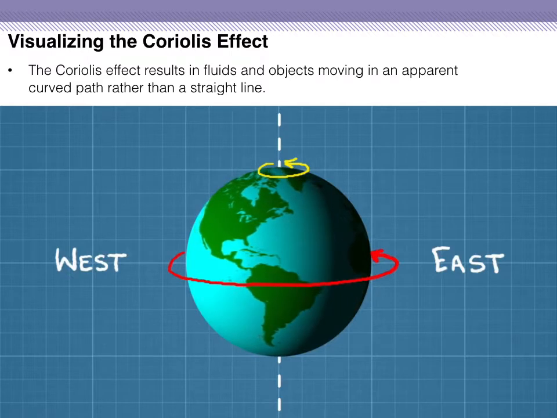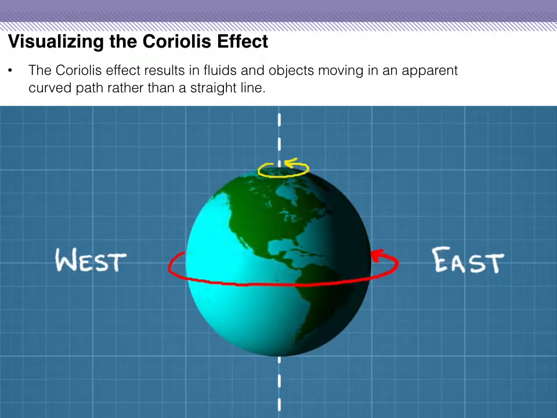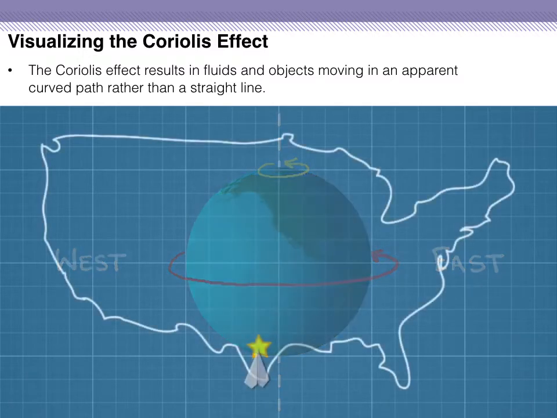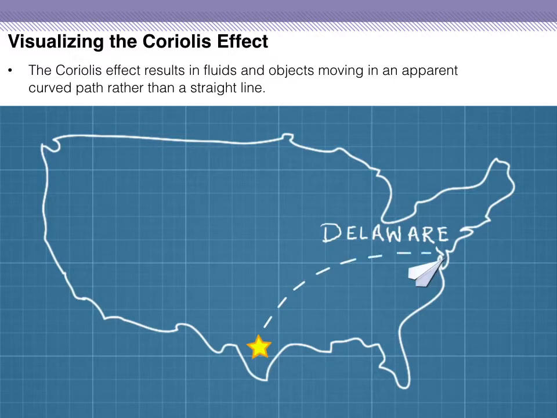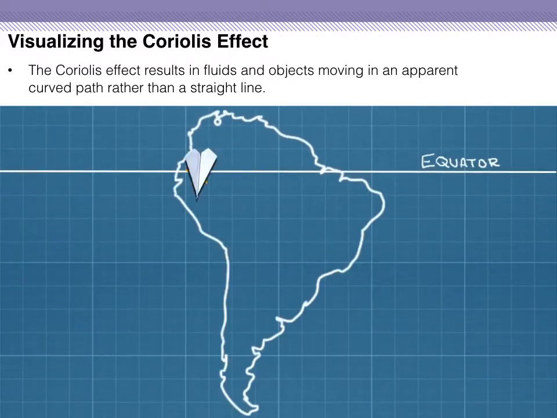That means that the paper airplane is spinning faster as well, and when you throw it, that spinning momentum is conserved. So if you threw your paper airplane in a straight line toward the north, it would land somewhere to the right of Nebraska, maybe in Delaware. So from your point of view in Texas, the plane would have taken a curved path to the right. The opposite would happen in the southern hemisphere. An object traveling from the equator to the south would get deflected to the left.